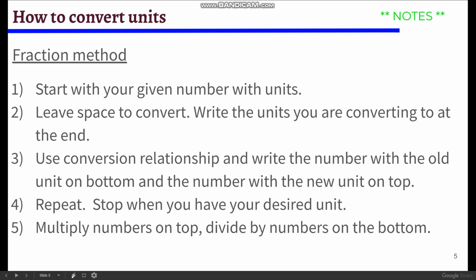And then step 5 is you're just going to multiply the numbers on top and divide the numbers on bottom. So go ahead and write that down. If you're confused by all of that, don't worry. We're going to go through 3 examples right now.